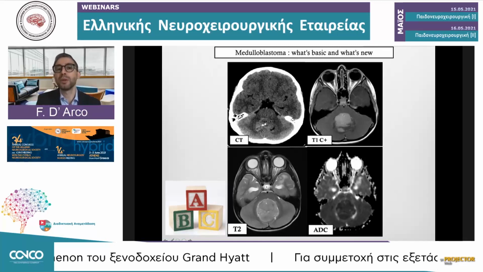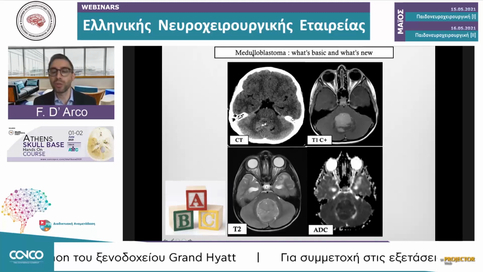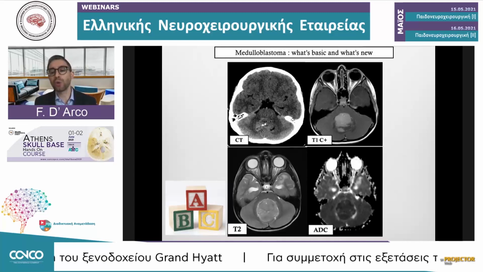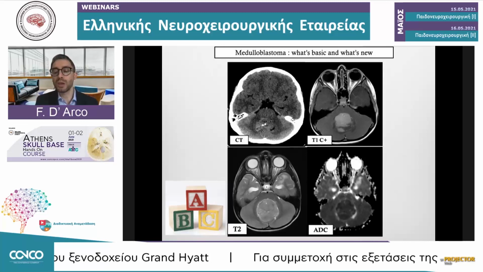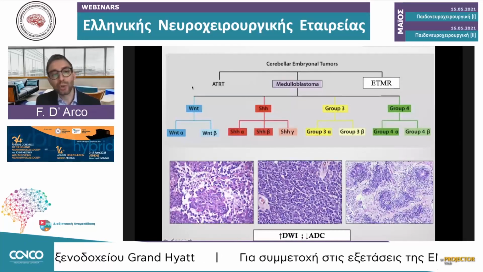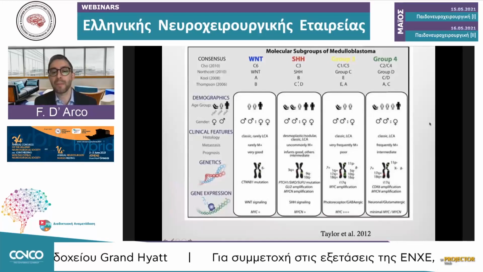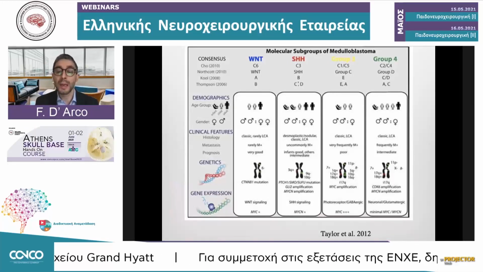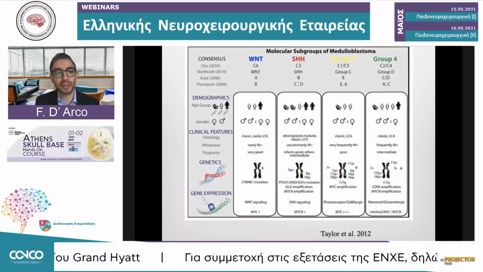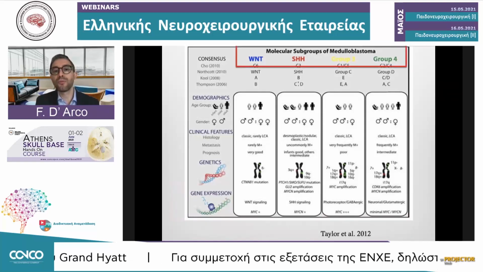Of course, this is a medulloblastoma, the most common among the embryonal tumors, but I will show you how to differentiate between the groups of medulloblastoma that I showed you before, which are four groups. And why is it important to differentiate? This is a paper from Taylor, again from Toronto, back in 2012, almost 10 years ago. But look at these four groups here.